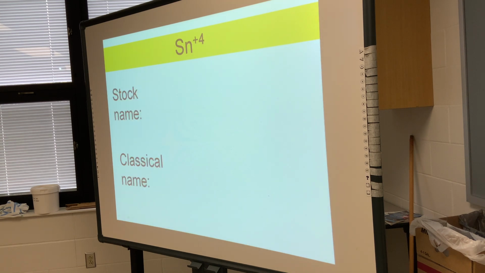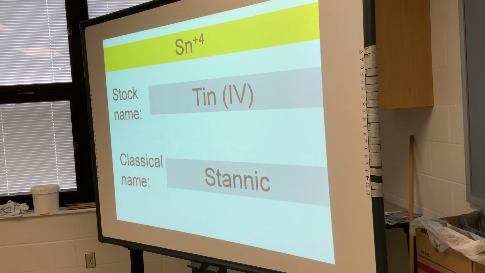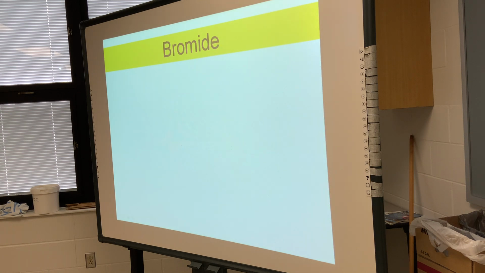Two charges for tin, 2 and 4. This is the 4, so which one is this one? This one has a weird name, doesn't it? Tin used to be called stannum, so this is stannic, tin 4 or stannic. Bromide is Br negative 1, group 17.